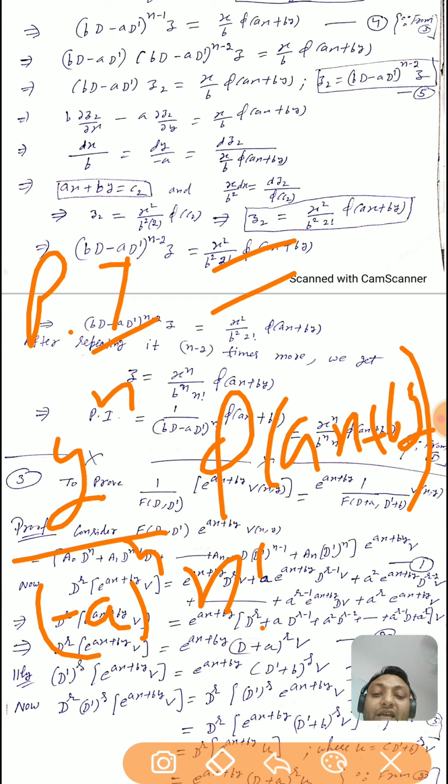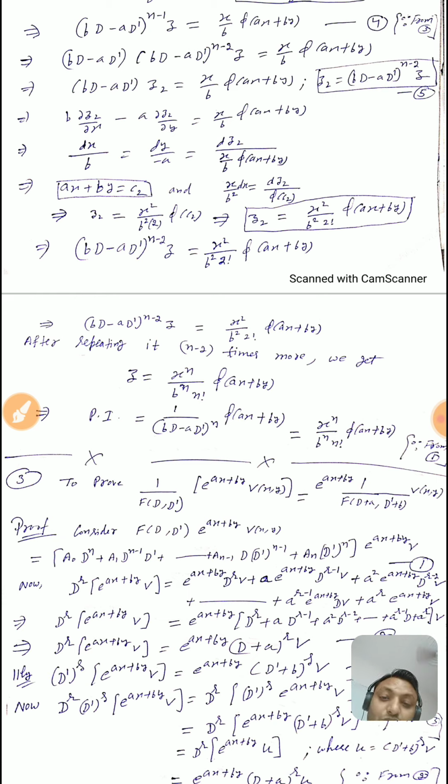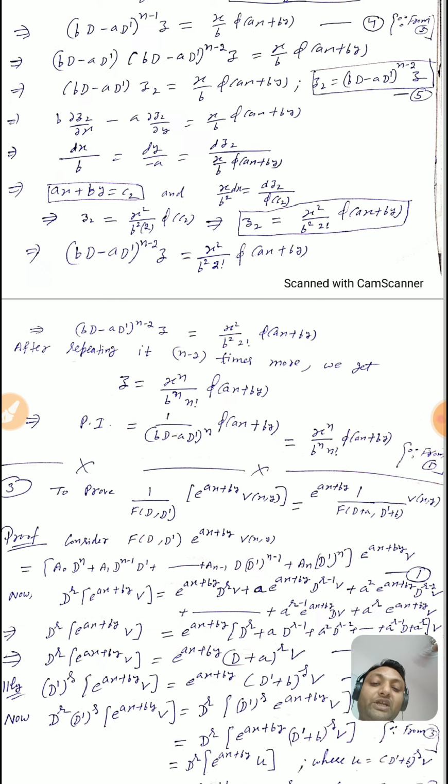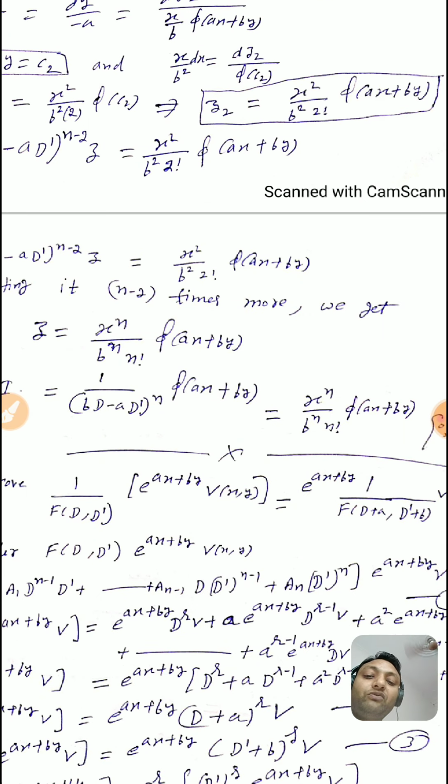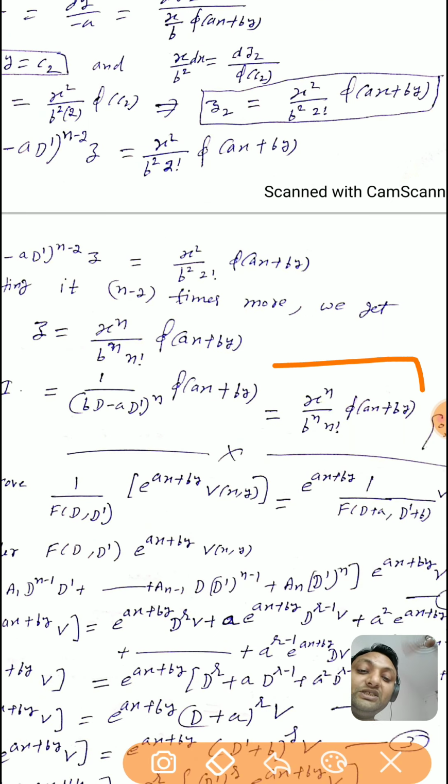Now you get x power n upon b power n into n factorial into phi of AX plus BY if we take the first and third equations. If we take the second and third equations, then we will get y power n upon minus a power n into n factorial into phi of AX plus BY. So both the results are true, both are correct, so we can use either of them. But in every book, you will find almost this first result. We have proved this result, but the second result is also true.